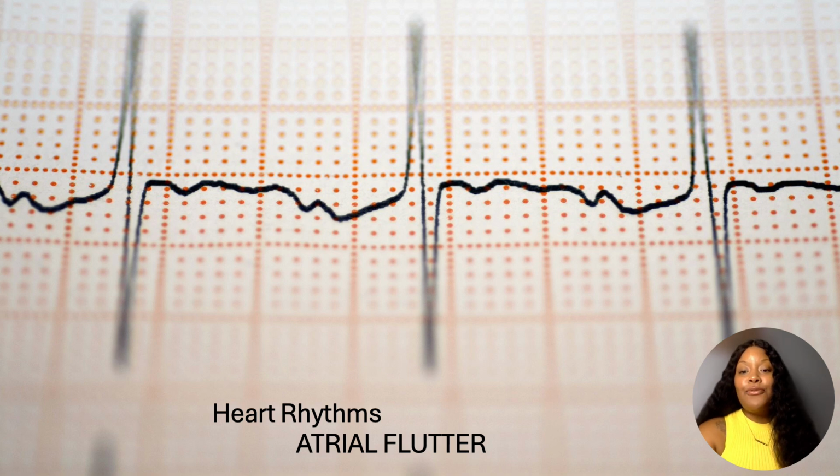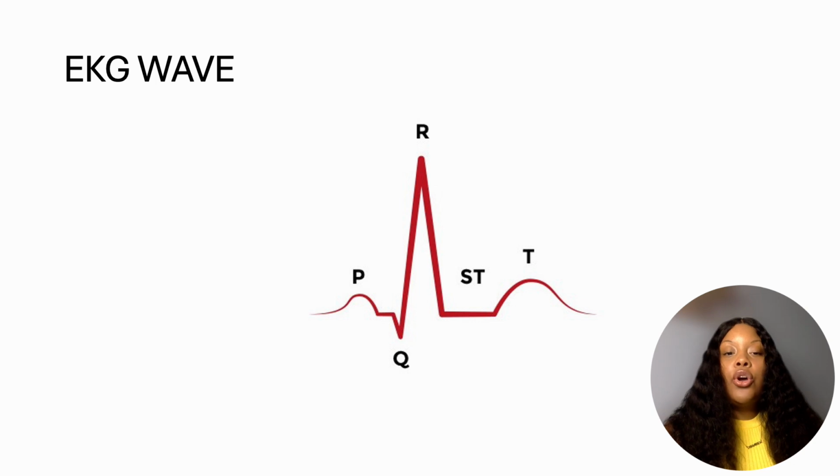So today's lesson will be on atrial flutter, so let's get started. First I want to go over an EKG wave to let you know how it's supposed to look and what it actually means. Our P wave shows atrial depolarization. That means that the atrium contracts, and when the atrium contracts, it pushes the blood to the ventricles.